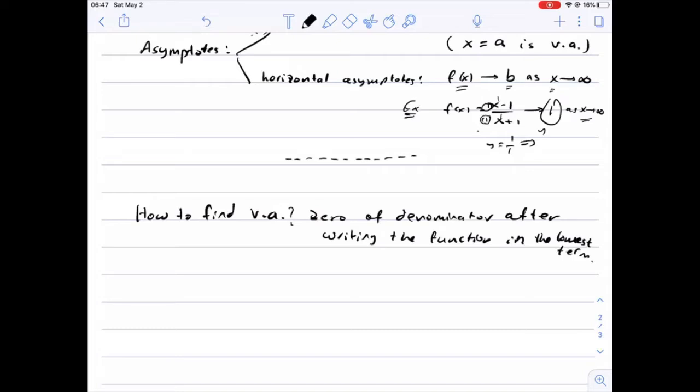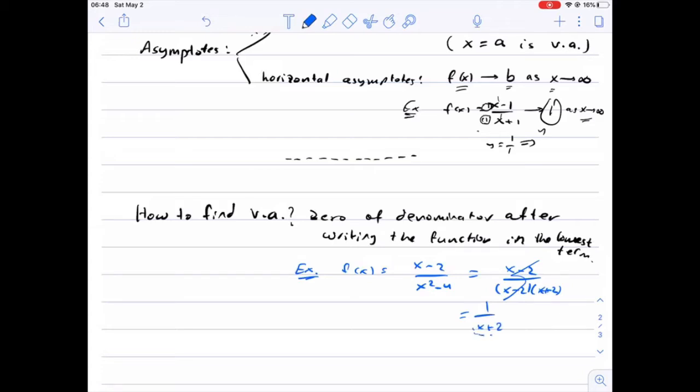So after simplifying, for example, you may have f of x equals (x minus 2) over (x squared minus 4). Now this is not written in the lowest terms because we can simplify more. The denominator can be written as (x minus 2) times (x plus 2), and then you can cancel x minus 2 from numerator and denominator and you get 1 over x plus 2.